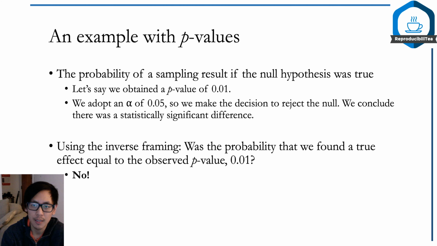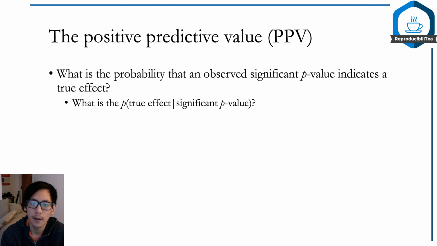So we can demonstrate this. What we're talking about here is known as or referred to as the positive predictive value, or PPV. And this is what we're really interested in as scientists. What is the probability that an observed significant p-value indicates a true effect? So what is the probability of a true effect given we observe the significant p-value?